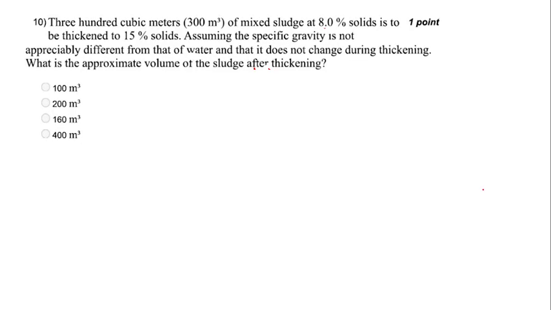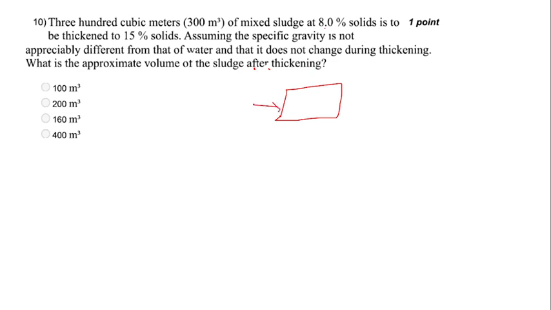Now this is a similar problem to the previous one. You can solve it by yourself. So there is a thickening tank. I will read the question. 300 cubic meters of mixed sludge at 8% solid is to be thickened to 15%. Assuming the specific gravity is not appreciably different from that of water and it does not change during the thickening, what is the approximate volume of the sludge after thickening?